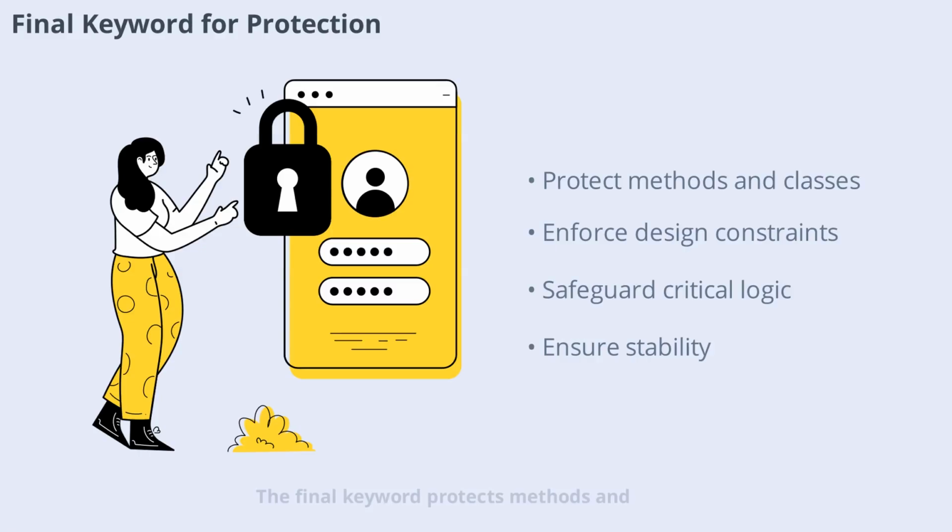The final keyword protects methods and classes from being overridden or inherited. Use it to enforce design constraints and safeguard critical logic. This is especially important in frameworks and libraries where stability is paramount.